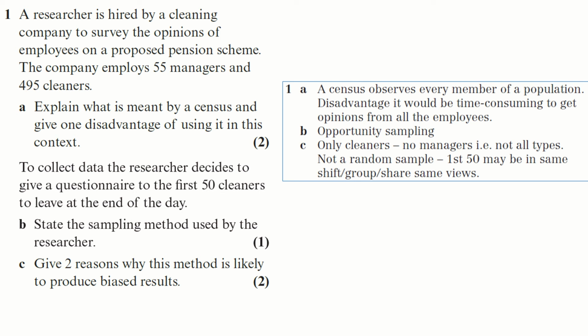And to collect the data, you ask the first 50 that leave, and so this is opportunity sampling. It's when you just opportunistically choose who to ask by whoever's in front of you, and give 2 reasons why it's biased. Well, if everyone's on the same shift, if everyone's leaving at the same time, if people are leaving in groups of friends, then they're likely to share the same views. Perhaps at 5 o'clock a lot of the employees leave and you just get employee opinions. Perhaps you ask later on and that's when the managers are leaving and you get manager opinions only, and it's going to be biased either way. So on to part D.